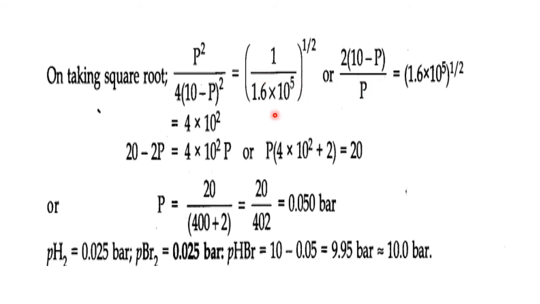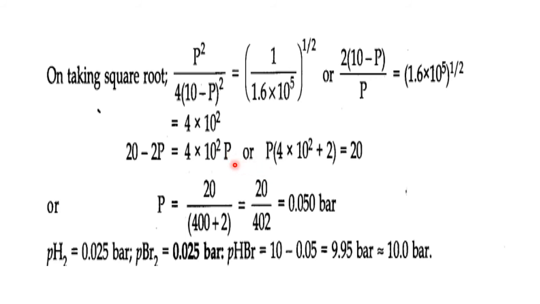So that gives you, in this, 10 to the power of 5, keep 10 to the power of 4 into 10. Then you bring this side. 1.6 into 10 equal to what? 16. 16 square root is 4. And 10 to the power of 4 square root is 10 to the power of 2. Okay. So 20 minus 2p equal to 4 into 10 to the power 2 p.